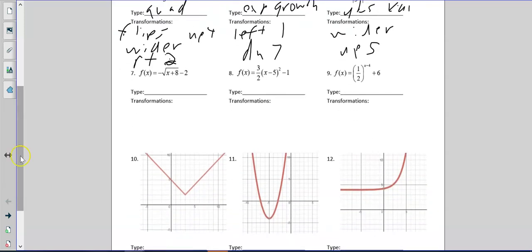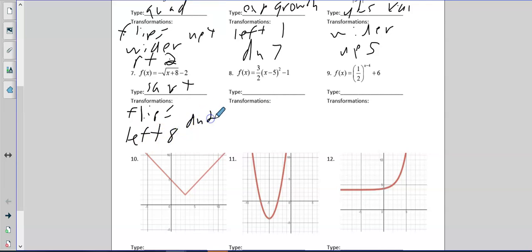Okay, number 7. Number 7 is a square root. You got the square root symbol there. All right. The negative, again, flips it. And the plus 8 underneath is, again, inside lies. So that's going to mean left 8, and the minus 2 on the outside is down 2.